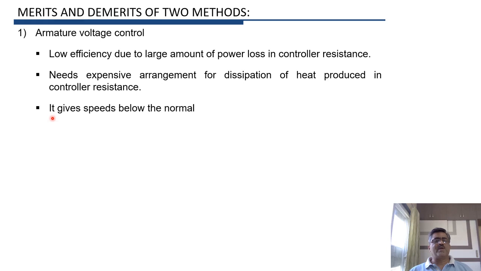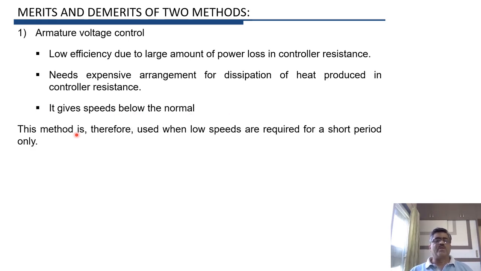and with the help of armature voltage control we can obtain only speeds below normal, and therefore this armature voltage control method is very rarely used. It can be used when low speeds are required for a short duration only because of its low efficiency and high cost.